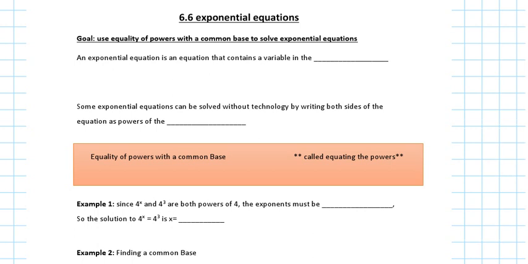Now, let's define what an exponential equation is. An exponential equation is an equation that contains a variable in the exponent. Can you guys give me an example of an exponential equation? 2 to the power of x. Yeah. All right, so that's an exponential equation, because if you see, your exponent is a letter. It's not a number. Are we okay with that?